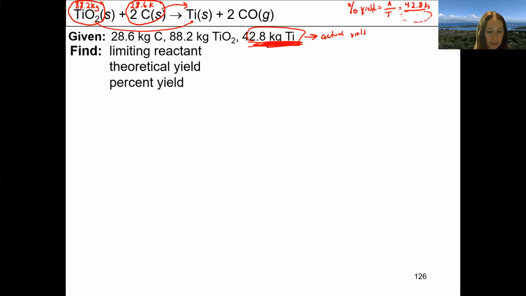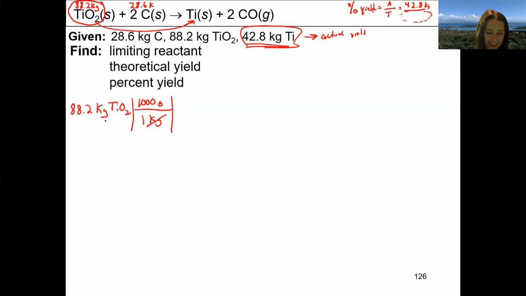Okay, so I'm going to do 88.2 kilograms of TiO2, and I'm going to convert it to kilograms of Ti. Again, why did I choose kilograms of Ti? Because that's what my actual yield is in, and that's what I'm going to go to. Okay, so I can't do a thing with kilograms. Not useful for me. In 1 kilogram, there's 1,000 grams. Got that one down.